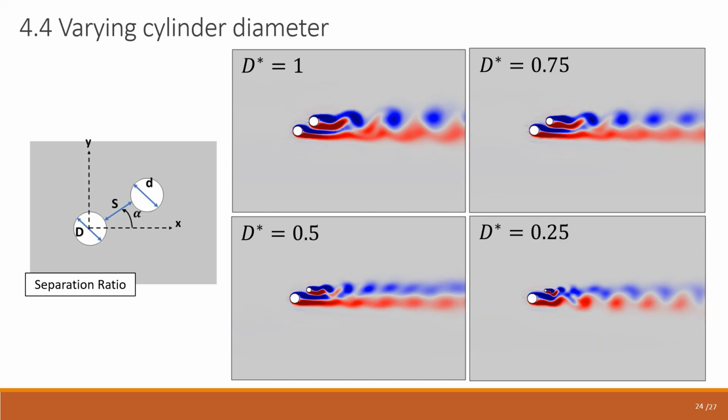Shown here, we have the diameter ratios of 1, 0.75, 0.5, and 0.25 for a non-dimensional separation ratio of 1 and an angle of 30 degrees. Note that when the cylinders are the same size, the combined wake appears to create the largest vortices.